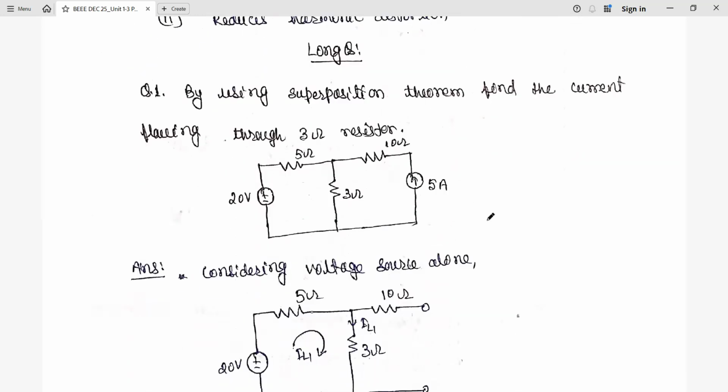The long question is: by using the superposition theorem, find the current flowing through the 3 ohm resistance. In the superposition theorem, we take one source at a time, observe its effect on the particular resistance or branch, and later add all the individual responses. Here one is a voltage source and one is a current source. If you want, you can also convert the current source into a voltage source.